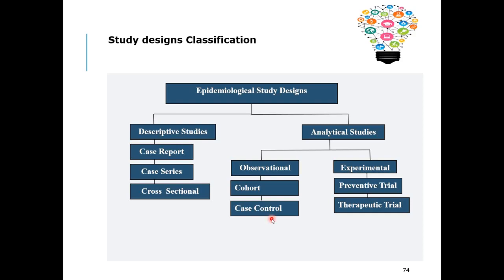Fine. So in observational studies, let me summarize. The cohort studies are prospective studies. The case control studies are retrospective studies. In a cohort study, the population starts with exposure and we follow them for the outcome for a long period of time. But in a case control study, the disease has already occurred and we go back in time and see what the exposure rate was between cases and between controls.